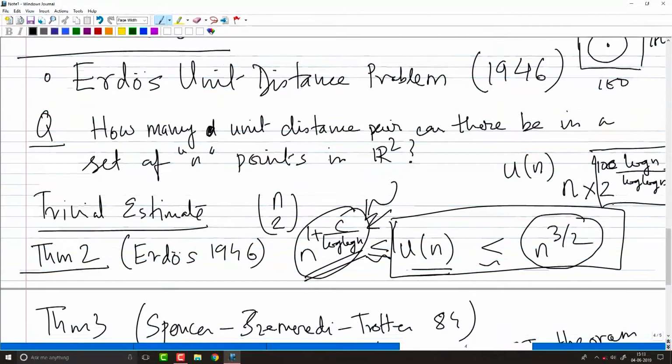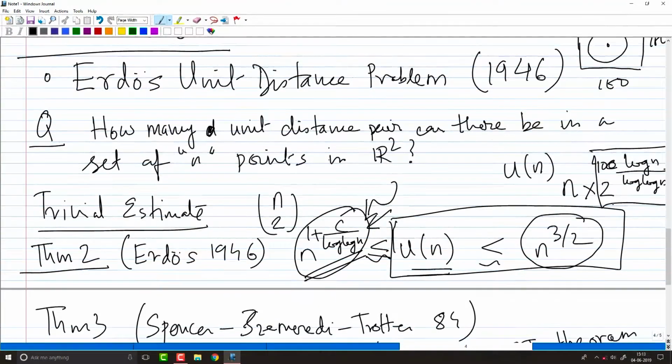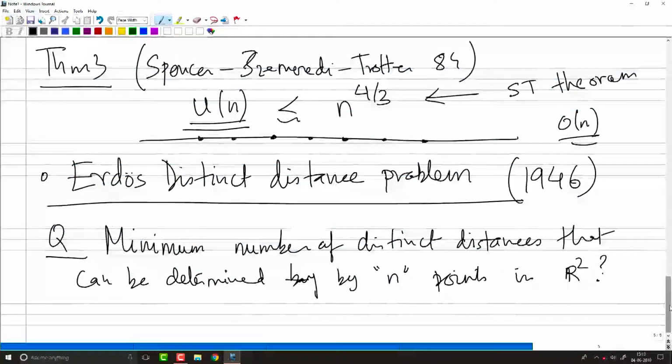Constructing this point set, you have to be careful, and proving this bound is actually more difficult. Constructing the point set may not be that hard, but proving the growth factor is a hard problem. Okay. Good.